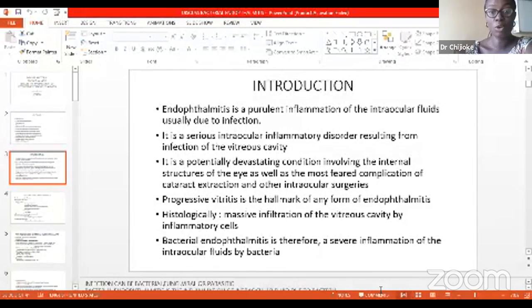Progressive vitritis is the hallmark of any form of endophthalmitis, and histologically we'll see massive infiltration of the vitreous by inflammatory cells. From this, you can see that bacterial endophthalmitis is therefore a severe inflammation of the intraocular fluids by bacteria.